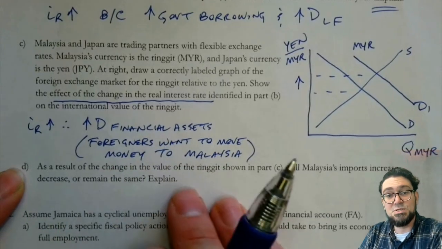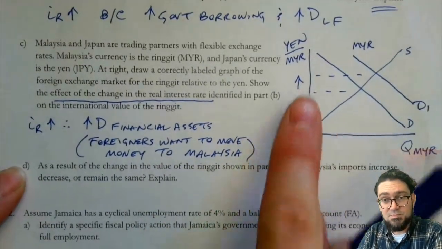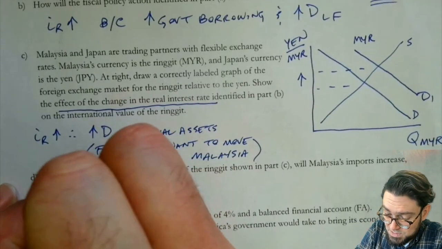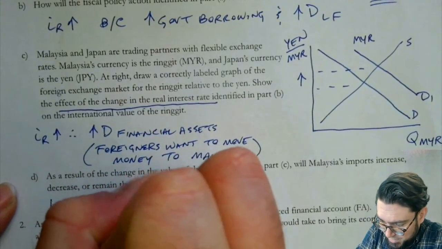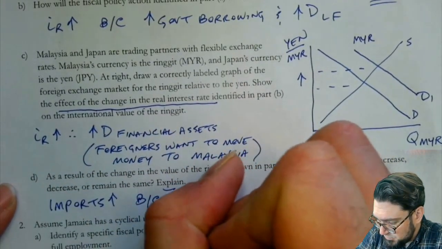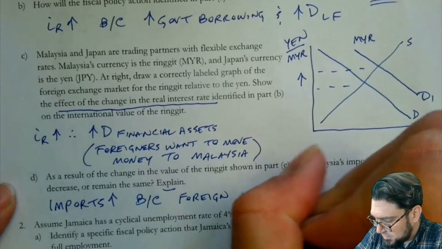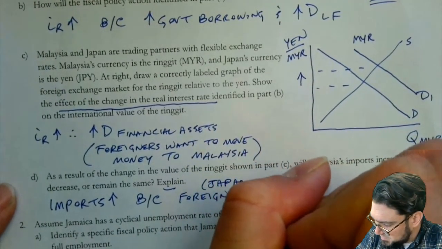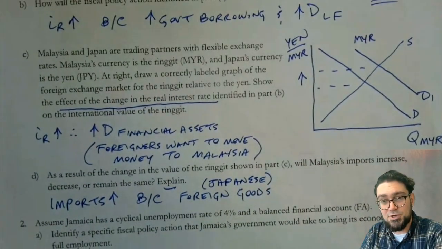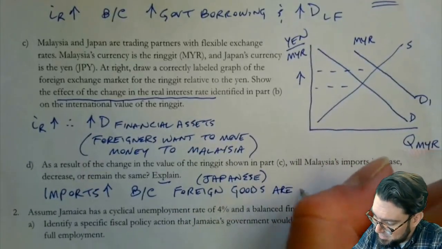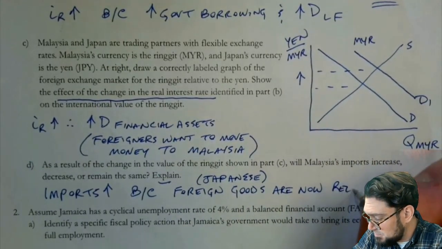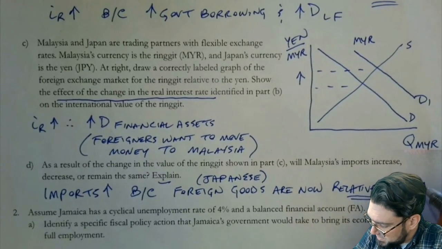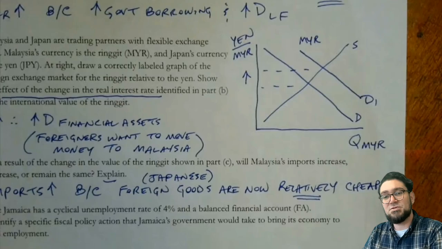Now, the next question says, as a result of the change in the value of the ringgit, which it appreciated, will Malaysia's imports increase, decrease, or remain the same? Explain. So we would say imports would increase because foreign goods, which is Japanese, right? Because it's specifically about Japanese foreign goods, are now, and this is the money word here, really important, relatively cheaper.